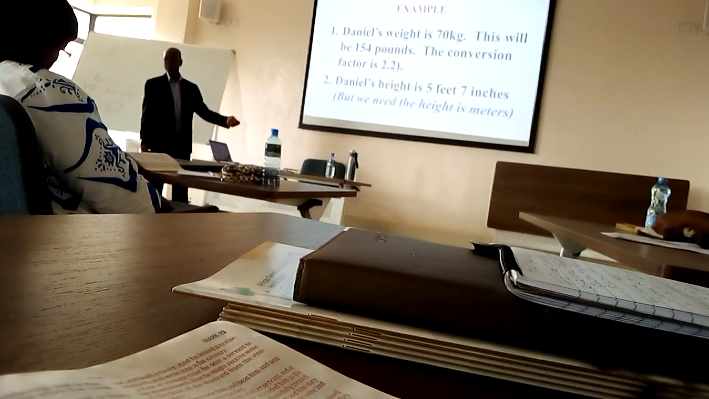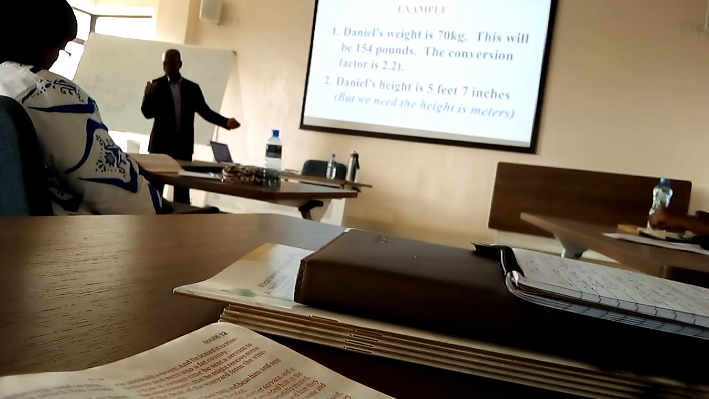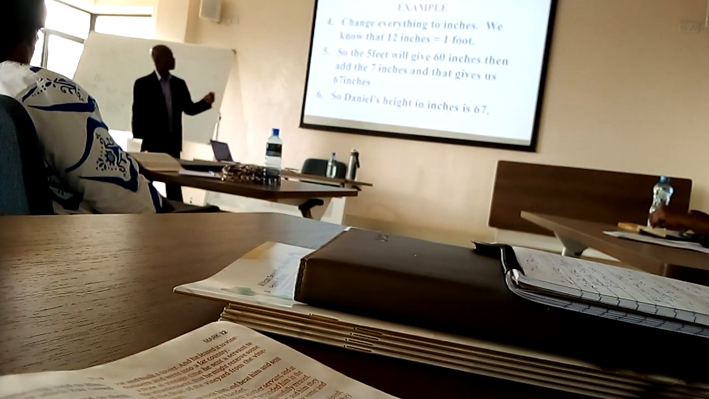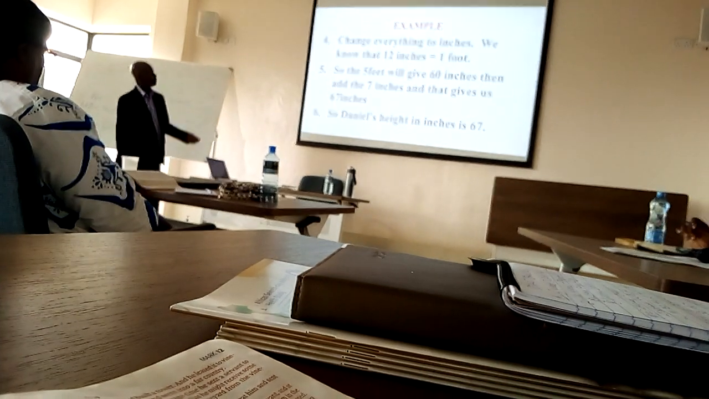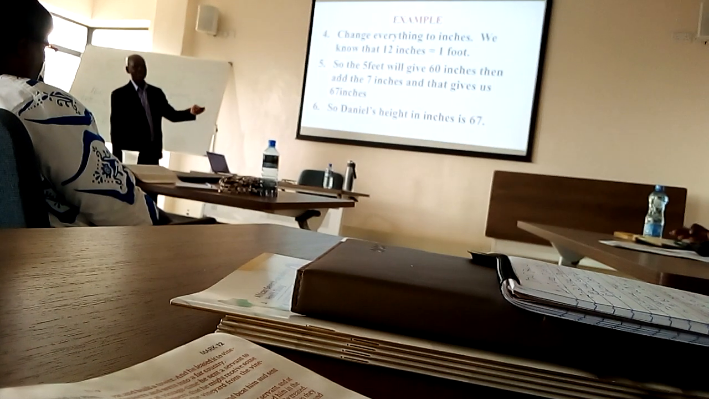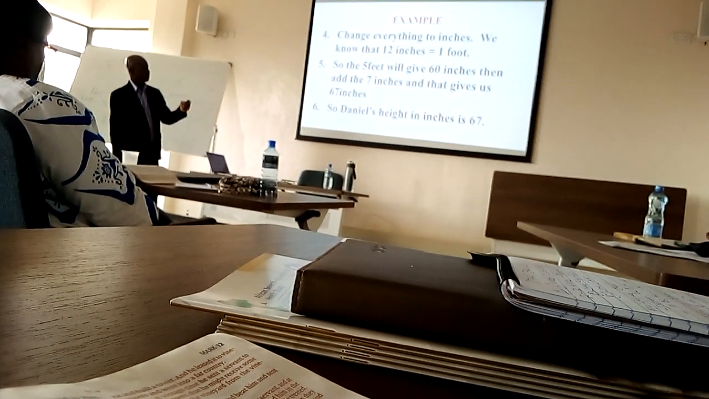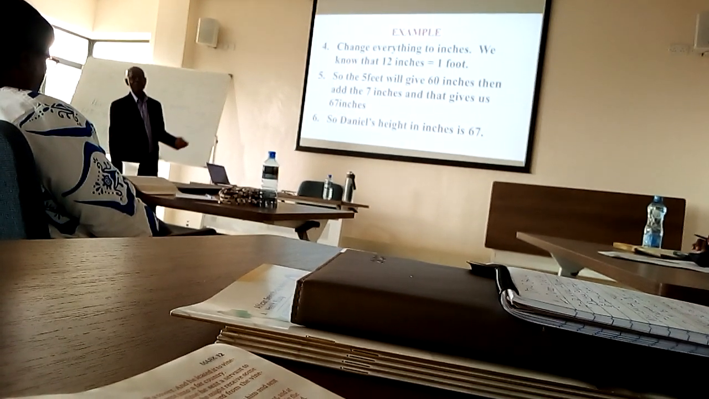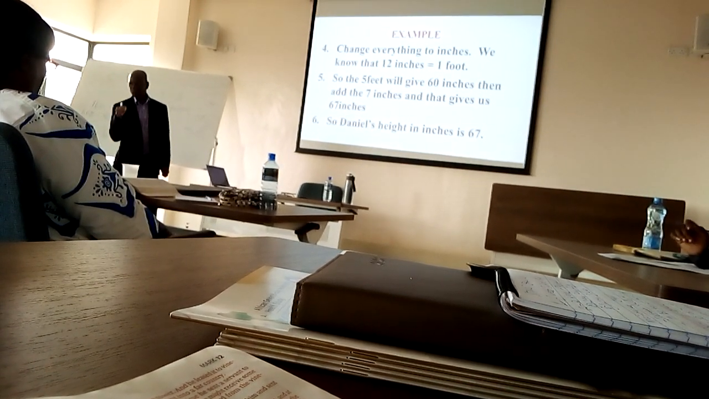67. I want all of us to be on board. You understand? Okay, so the 5 feet will give us 60 inches. 5 times 12 is what? 60. Then we add the 7 inches and that gives us 67 inches. Are we together up to this point?